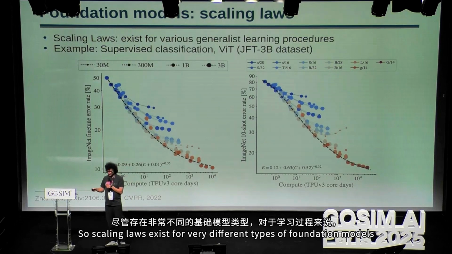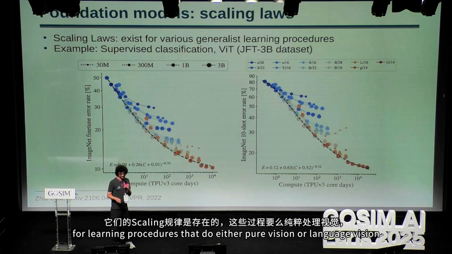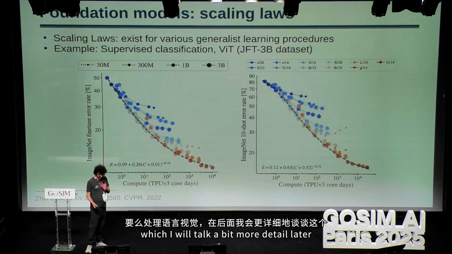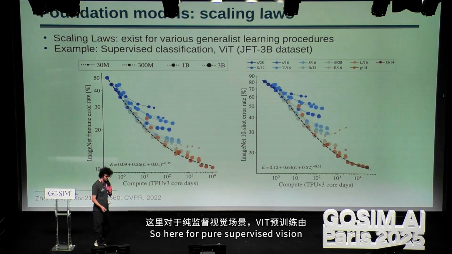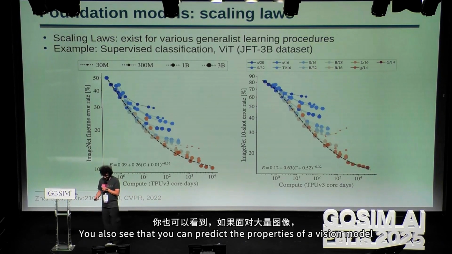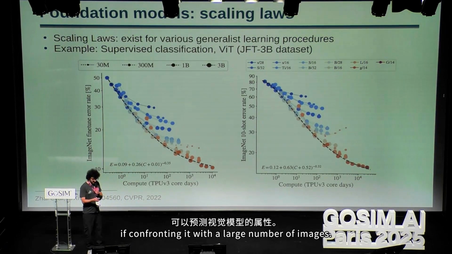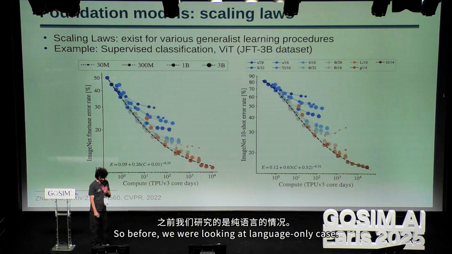So scaling laws exist for very different types of foundation models, for learning procedures that do either pure vision or language-vision, which I will talk a bit more about in detail later. So here, for a pure supervised vision scenario, ViT pre-training done by Google people, CVPR 2022, you also see that you can predict the properties of a vision model if confronting it with a large number of images. So before we were looking at the language-only case.